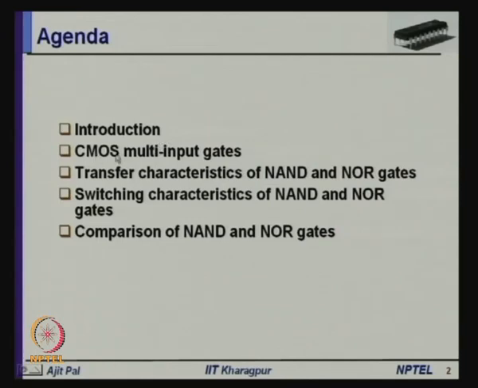I shall discuss CMOS multi input gates. We shall see how multi input gates can be realized by extending the idea of MOS inverters. Then we shall discuss transfer characteristics of NAND and NOR gates, and after that we shall discuss switching characteristics of NAND and NOR gates, and finally we shall compare the characteristics of NAND and NOR gates realized using static CMOS technology.